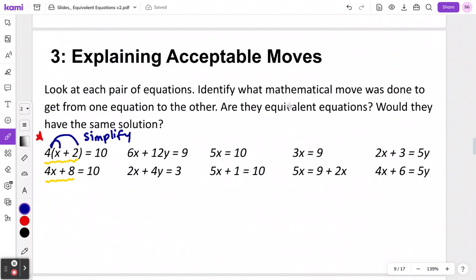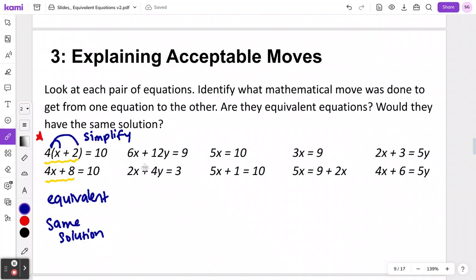So to answer the question, are they equivalent? Well, yeah, they are allowed to do this. And so yes, they are equivalent. The second question is, would they have the same solution? The answer is yes, they would have the same solutions. If you picked a pair of numbers that works for the first equation and you substitute them into the second equation, it would also work there. And I said a pair of numbers, but I think there's only one variable there. So if you solved the first equation, it would have the same solution as the second equation.